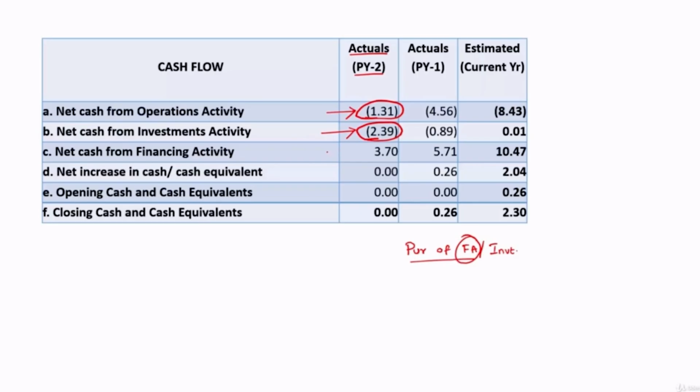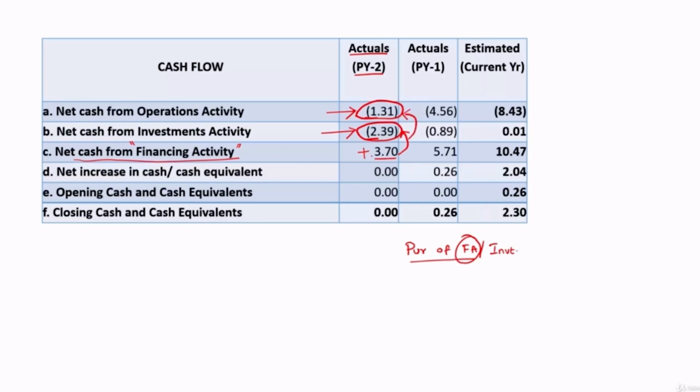From where did they get money for all these outflows? 1.31 crore plus 2.39 crore, totally 3.7 crore. They got money for all this from financing activity. In financing activity, they have mobilized 3.7 crore. So we can understand that they have mobilized 3.7 crore, and that is used for funding investment, and that is also used for taking care of the negative cash flows under operations.